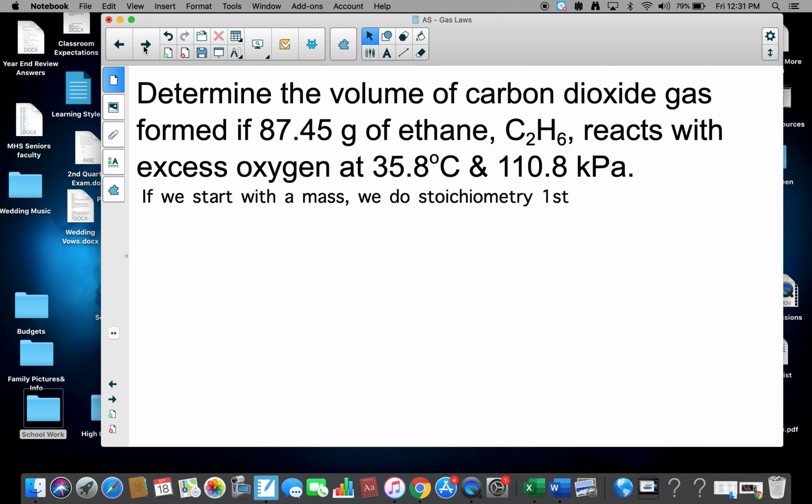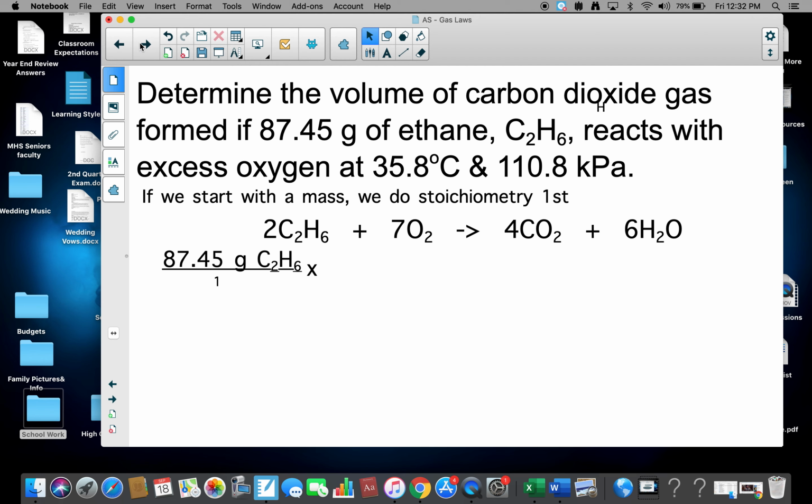Now, if we start with a mass, we do stoichiometry first. So we're given a mass right here, 87.45 grams. We know that mass, so we're going to do stoichiometry first. So we start with a reaction. C2H6 plus O2 yields CO2 plus H2O. That's a combustion reaction. Balance it up. Put a 2 because we're going to have to drive the reaction. Get 4 and a 6 and a 7. Everything balances out. Now, start with the given information.